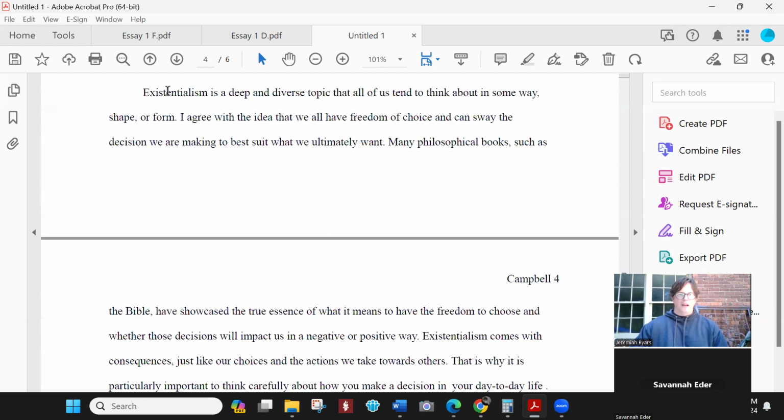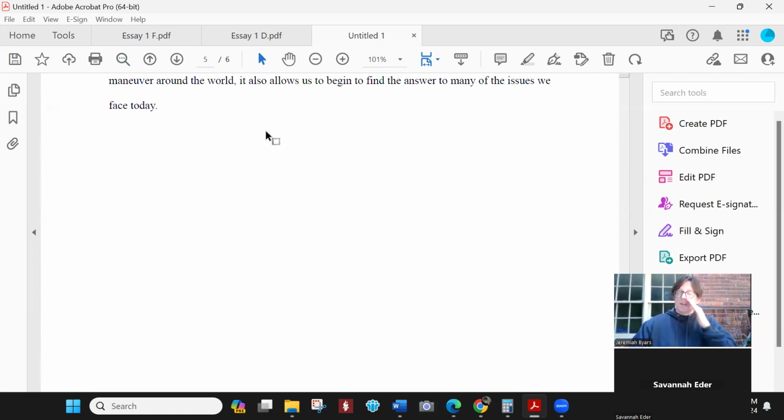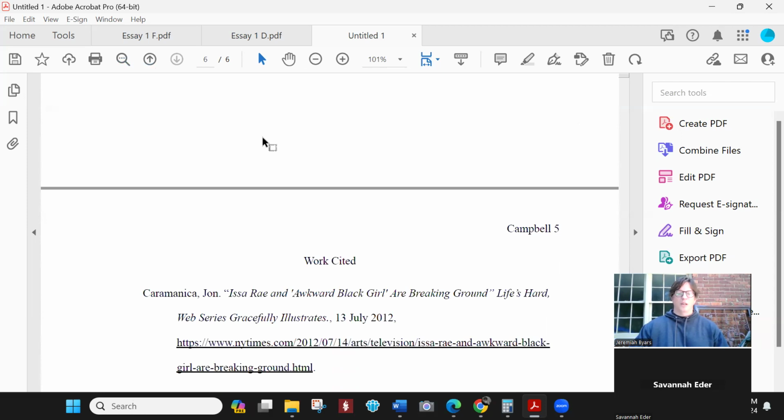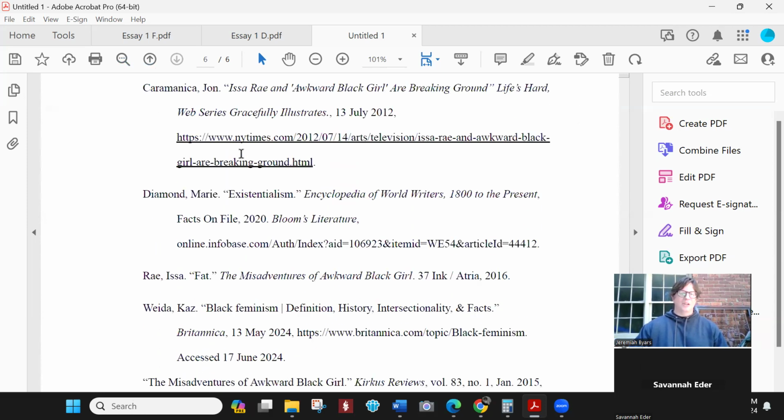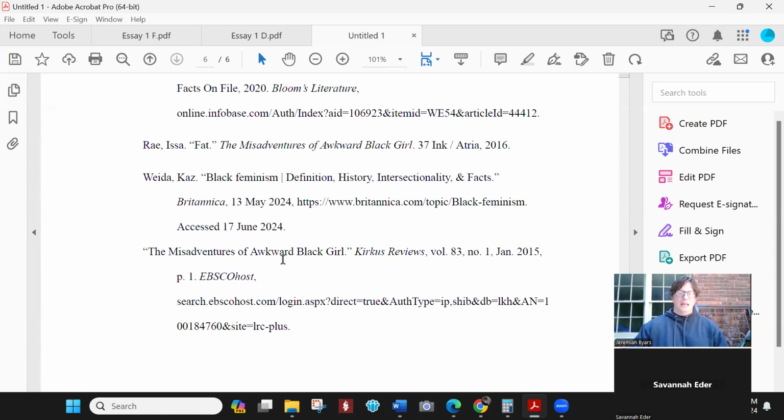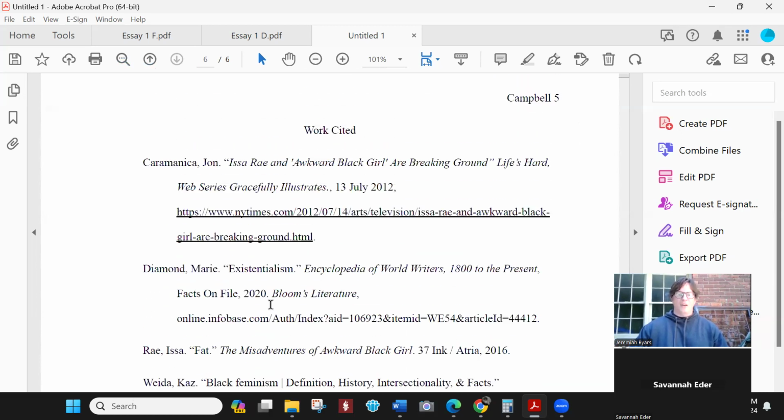All right, and then we have the final paragraph. I agree with the idea that we all have freedom of choice. It can sway the decision. It's personal. All right. So the essay follows the outline. It does what it's supposed to do. It integrates quotes. It has sources. It cites. All of these were used in the essay, and they all are there.